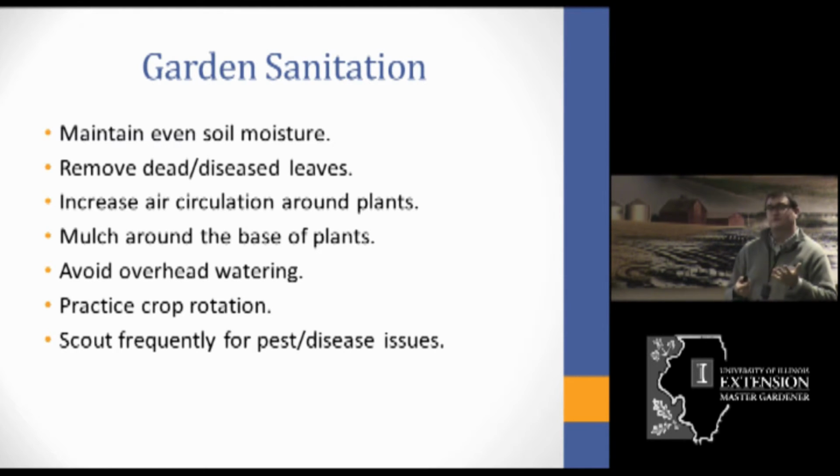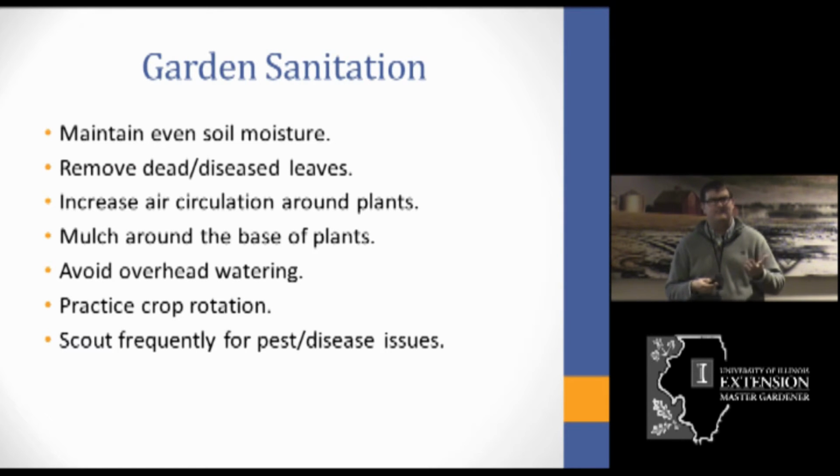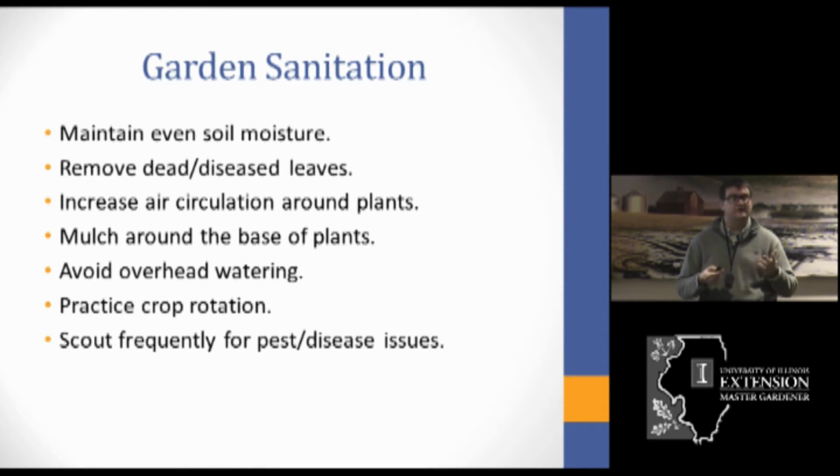And practicing crop rotation. Don't plant your tomatoes in the same spot every year can help lessen the likelihood of disease. And just scouting frequently. Go out and see what's happening in your garden. If you catch a problem early, you have a better likelihood of controlling it.